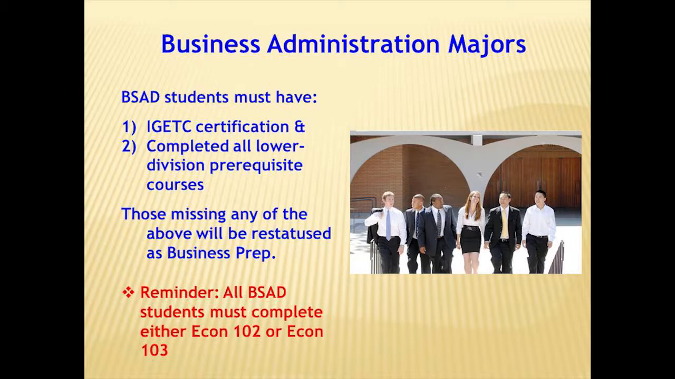All of you were admitted to business administration because you met two key criteria, actually three key criteria. You completed all of your lower division prerequisite classes, so all 7 classes were completed. You had either partial or full IGETC certification, and you met the minimum 2.7 GPA to transfer into our business administration program. Now, what we do is throughout the fall quarter, we are going to go through and evaluate everybody's files to make sure that you really did meet all of those requirements.